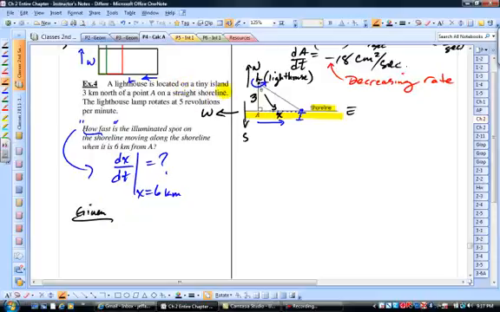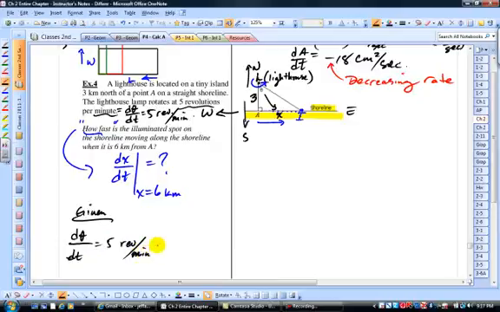A lighthouse is located on an island 3 kilometers from point A. The lighthouse lamp rotates at 5 revolutions per minute. This is the change in theta over time, that's equal to d theta dt, and that's going to be equal to 5 revolutions per minute. So I'm given d theta dt, which is how fast this thing is rotating around, because it's a lighthouse and the light goes all the way around. Its rate is 5 revolutions per minute.